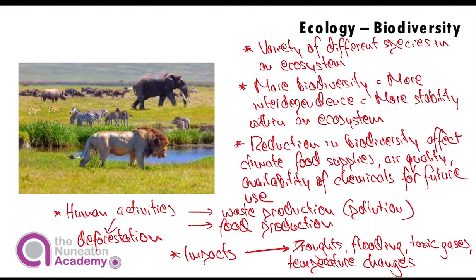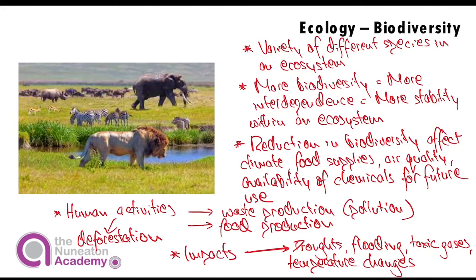So what do we mean by the term biodiversity? Well, simply, we would describe it as a variety of different species within an ecosystem. So the level of biodiversity is how varied the number of different species within an ecosystem is.